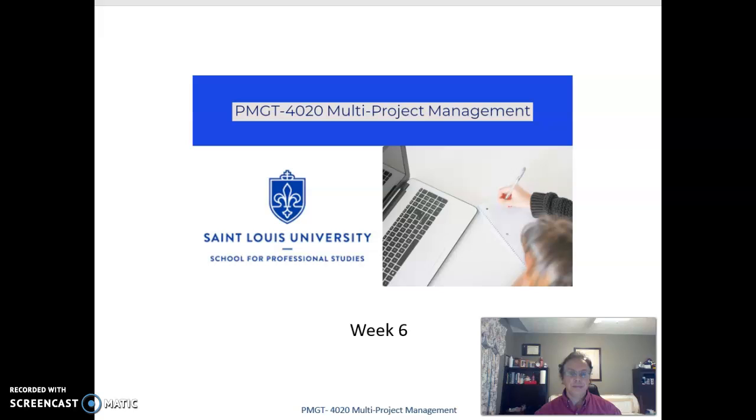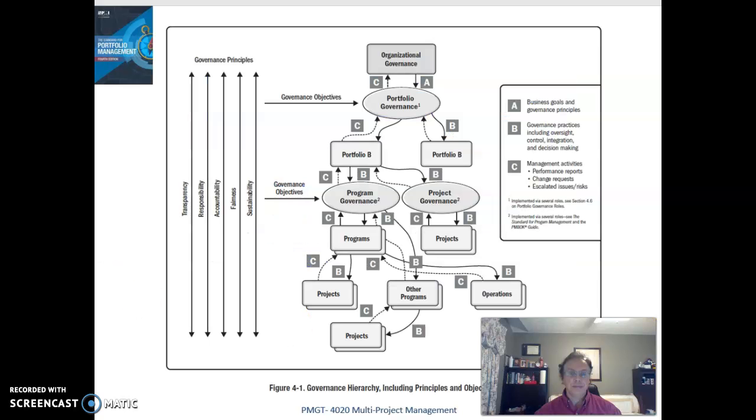Figure 4-1 on page 45 shows the flow of governance down through the organization. It impacts portfolios, programs, projects, and operations. The impact of governance is only as good as its implementation by management. So here in the diagram, we can see the A's indicating the business goals and governing principles flowing down. The B indicates governance practices, including oversight, control, integration, and decision-making. We notice that B is everywhere, as well as C, the management activities of performance reporting, change requests, and escalated issues and risk.